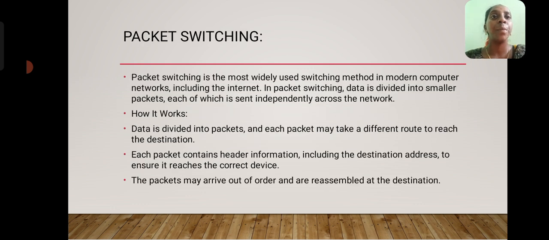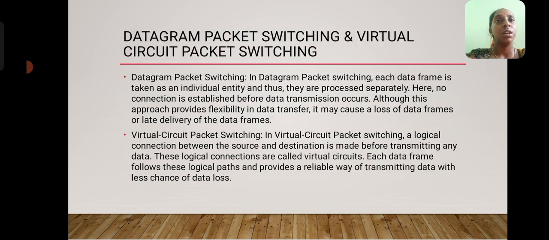The next one is packet switching. Packet switching is the most widely used switching method in modern computer networks, including the internet. In packet switching, data is divided into smaller packets, each of which is sent independently across the network. Each packet may take a different route to reach the destination. Each packet contains header information, including the destination address, to ensure it reaches the correct device. The packets may arrive out of order and are reassembled at the destination.